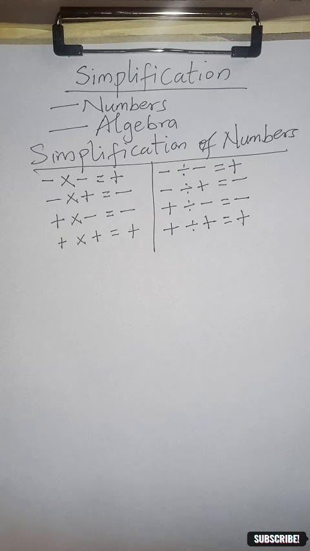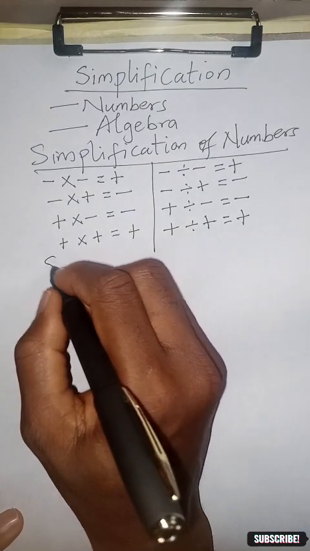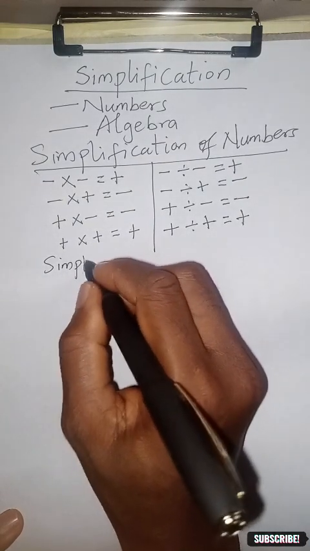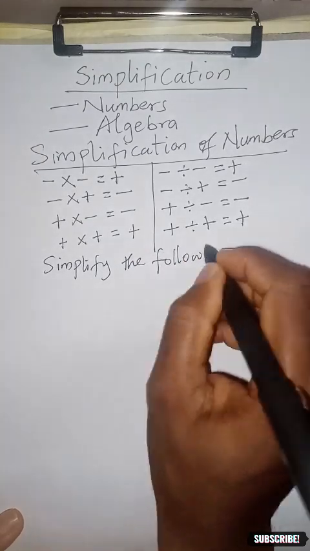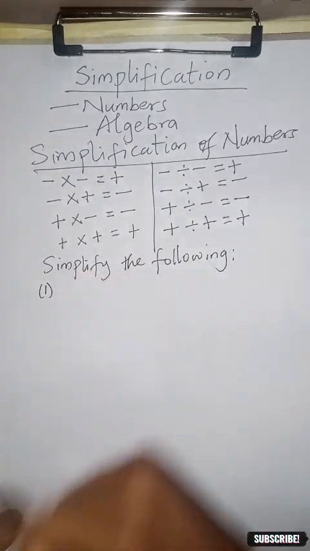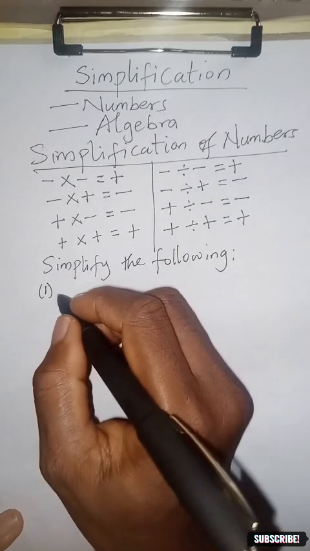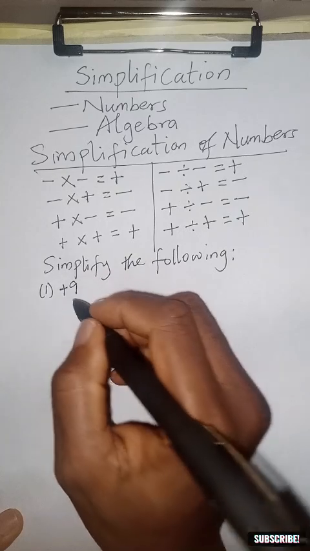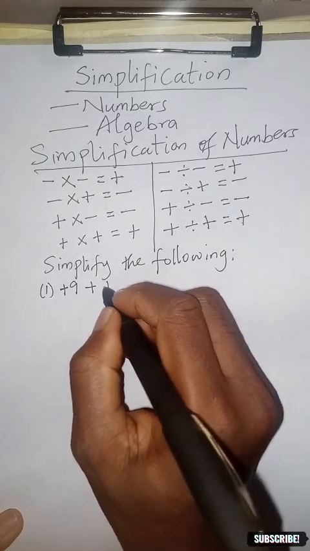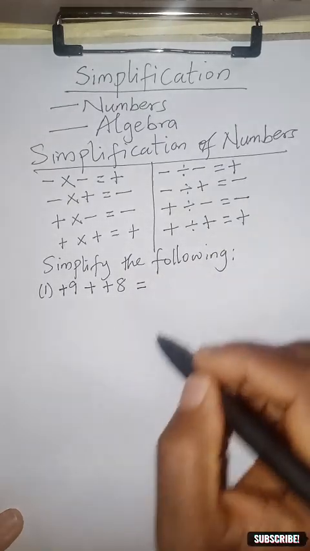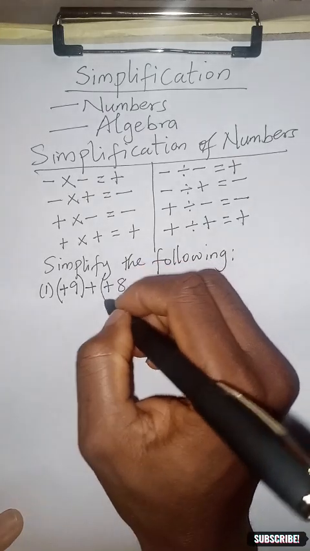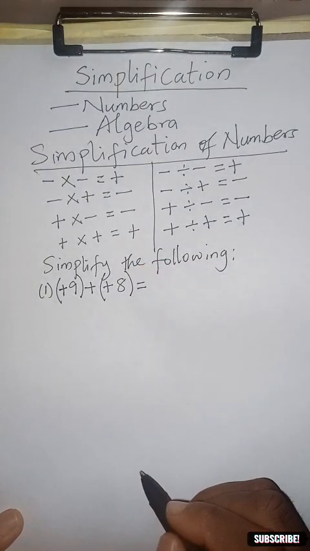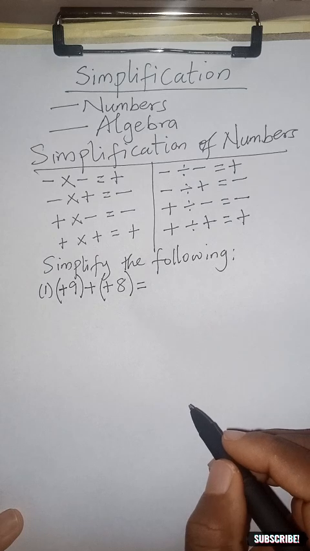Now let's apply this in the simplification of numbers. Let's assume we have the following question, and the question says simplify the following. Number one: if I have plus 9 plus 8, what will be my answer? Now, it's important to put the first in a bracket and to put the other in a bracket. Now, what is the answer to this question?